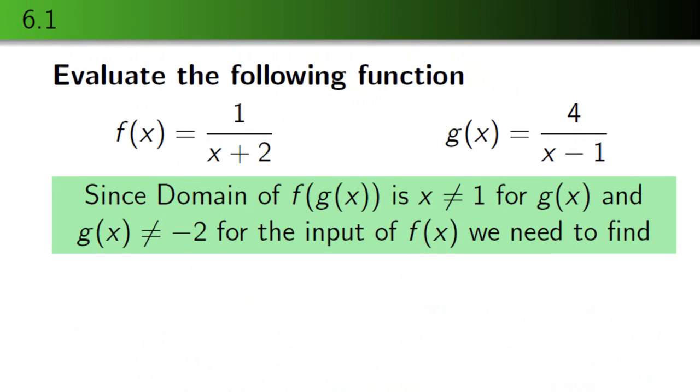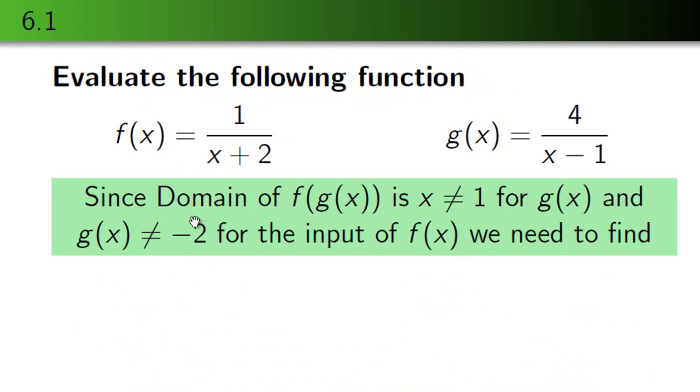What I do is I work a little magic. Since I know 1 is in there, I've got to find where g of x takes on the value of negative 2. So I take my g of x function and I set it equal to negative 2, because that's the value that f of x cannot take on.